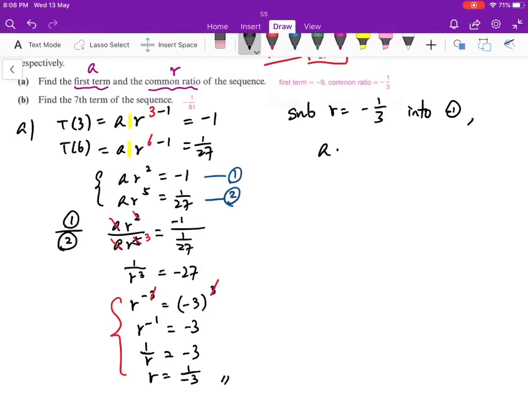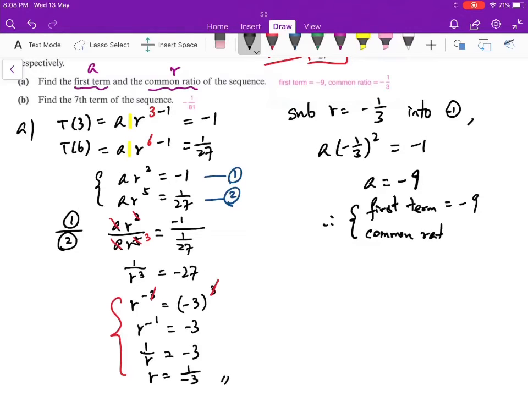So a times r, -1/3 to the power 2, equals -1. So 1/3 to the power 2 moves to the other side, divided by, and you will get the final answer. A equals -9. So combine and answer the question. You will know that the first term is -9. Then your common ratio is -1/3. A part done. So this is your A part, remember.